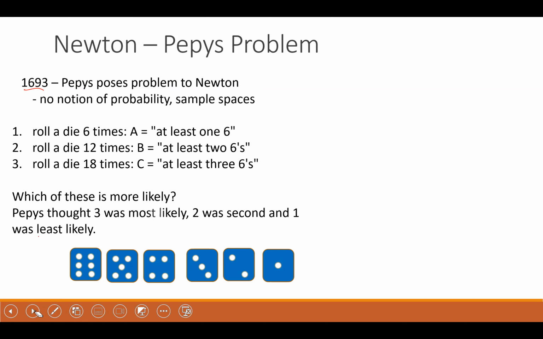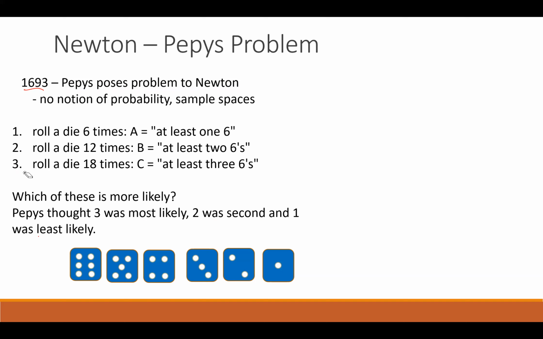But yeah, now that we have all of this knowledge about how to compute probabilities, we can compute and see which of these is correct. So Pepys thought that 3 was most likely, right? If I roll a die 18 times, I get at least 3 sixes, and that 2 was the second most likely, and that 1 was the least likely. So spoiler alert, he was wrong. Newton was right. Newton guessed the other way, that number 1 was the most likely, number 2 was the second most, and number 3 was the least likely. So we're going to prove that.